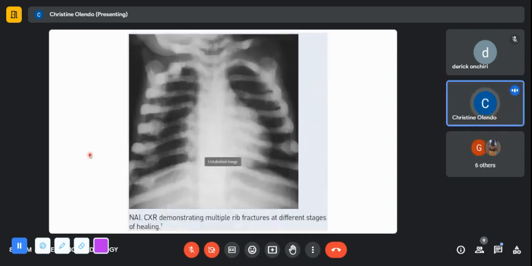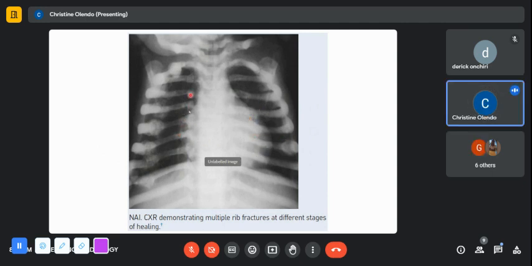And then here you have multiple rib fractures at different stages of healing. You have some anteriorly and others posteriorly as well. This looks like a very fresh one, and others, bilateral. And there are some quite close in the posterior rib, close to the vertebra. There are multiple, even on the left side.